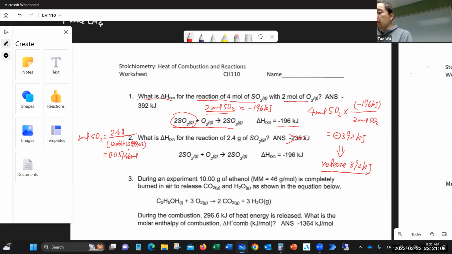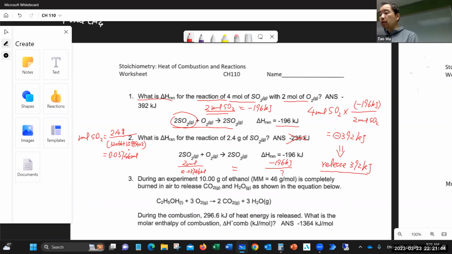And again, with this setup, we can do exactly the same thing, but you still can do the setup like what we talked about. So we have 2 moles, and this is negative 196 kilojoule. So 2 moles gives that, and how about 0.03746 mole? How much heat is it? You just set up this equation. This ratio should be equal to this ratio. Yeah, the same thing.